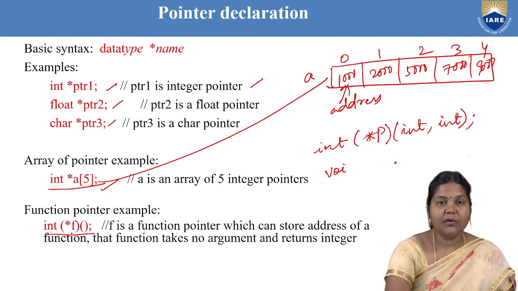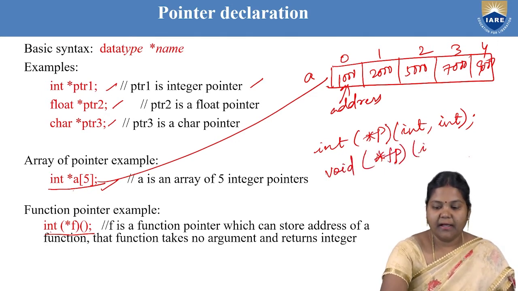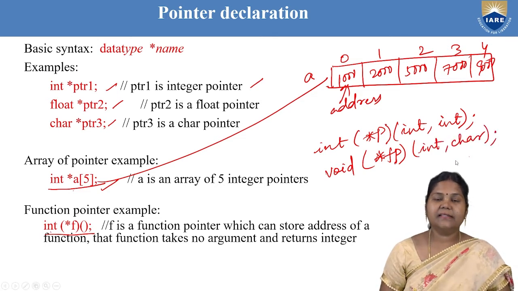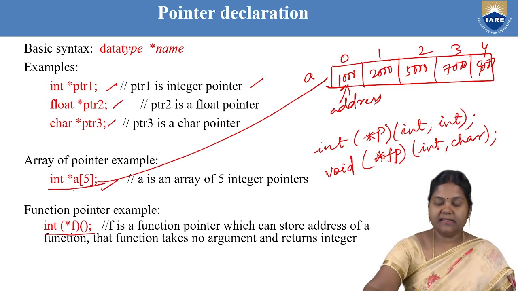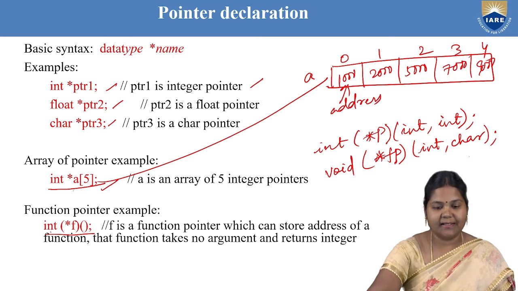Suppose I am writing void star fp, comma int, comma char. If I am writing like this, then this is also called the declaration of a function pointer, where it takes 2 arguments. One is integer type, one is character type, and it returns nothing. So this is the category of function whose address is there in this function pointer. So this is the example of function pointer declaration.